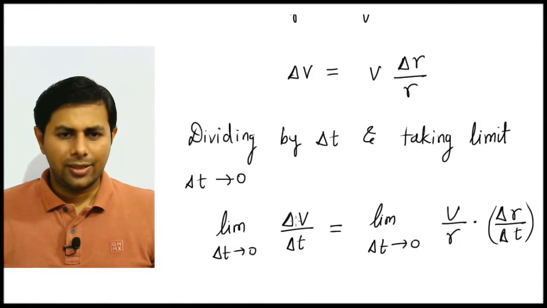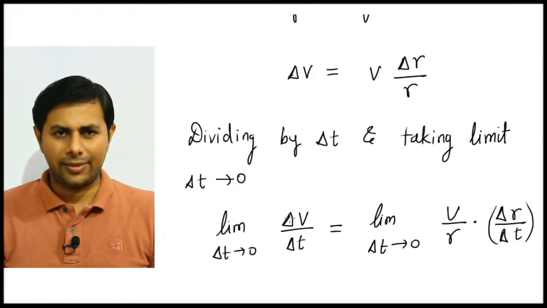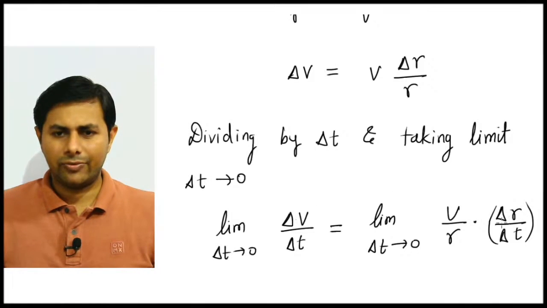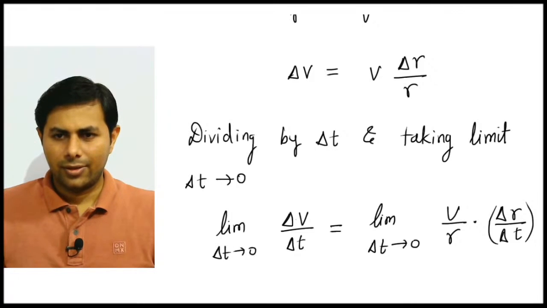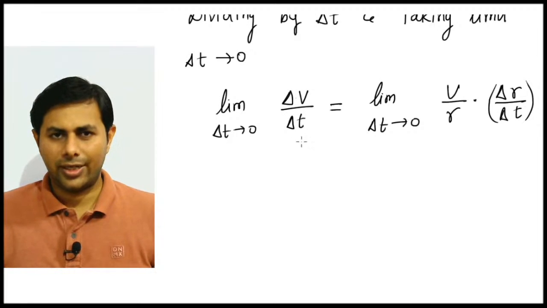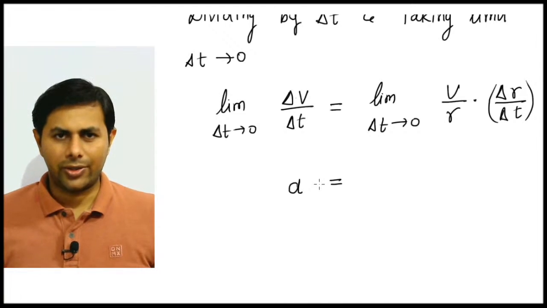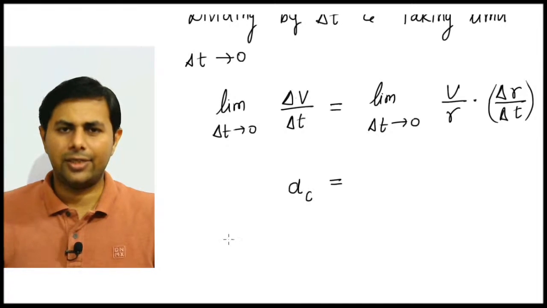So now what is this? On the left hand side we got the change in magnitude of velocity with respect to time. So this is the magnitude of the acceleration. And on the right hand side we got change in position with respect to time. So what is this? This is velocity. So the limit delta t tends to 0 of delta v over delta t gives us acceleration, and this acceleration we got due to the change in direction of the velocity. So it is called centripetal acceleration.